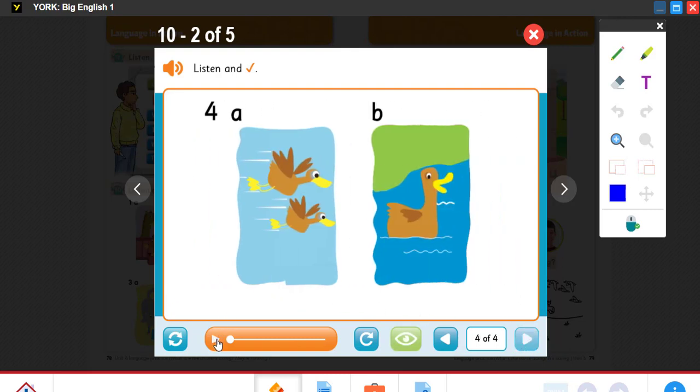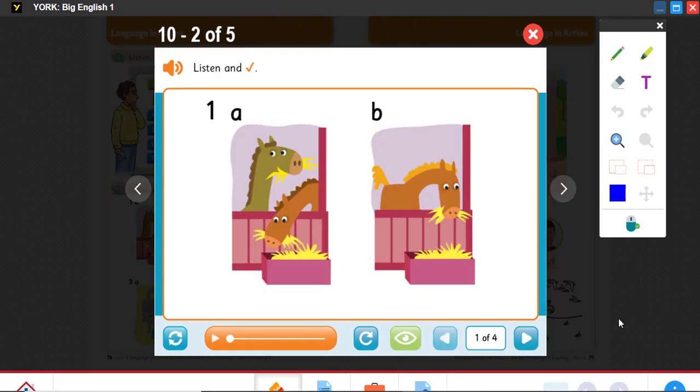Let's listen. 4, What are the ducks doing? They're flying. Yes, is it picture A or picture B? Yes, correct. Picture A. Thanks. Great job. And now let's move to the next question.